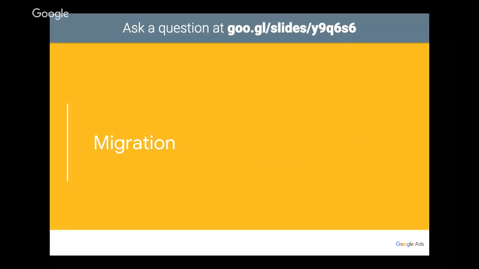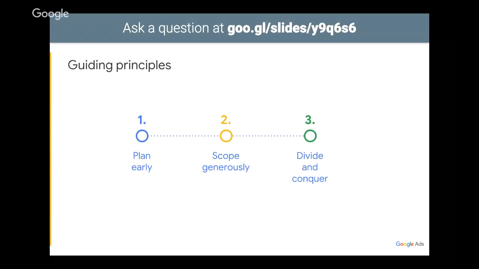Okay, so now I want to switch gears a little bit, give you an idea of some of the new features and some of the interesting things in the API towards migration. A general strategy, what to expect, how we expect developers to approach this migration, because this can be fairly significant. Okay, so the guiding principles of a migration like this that we really want to emphasize: plan early, scope generously, divide and conquer. So planning early means planning now.